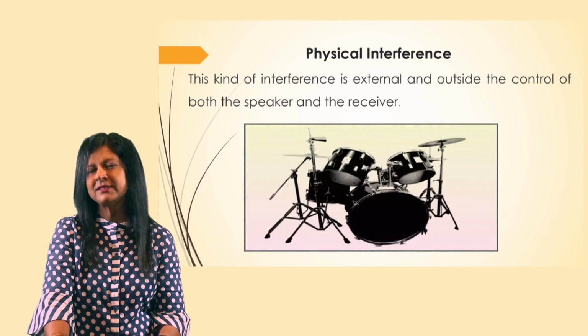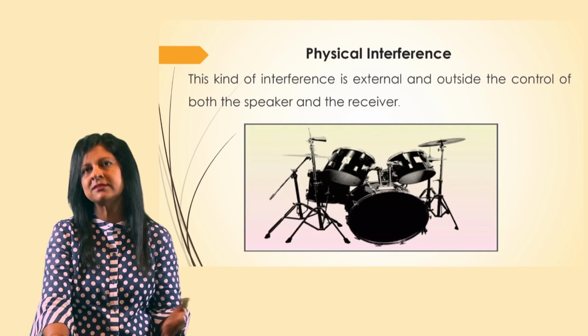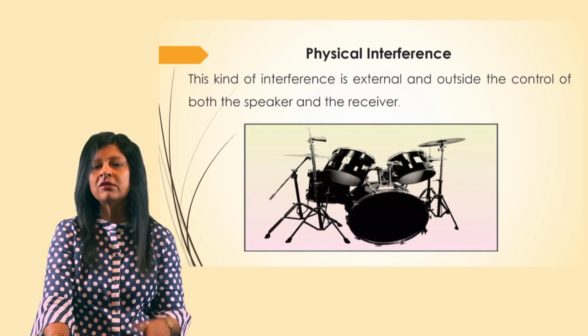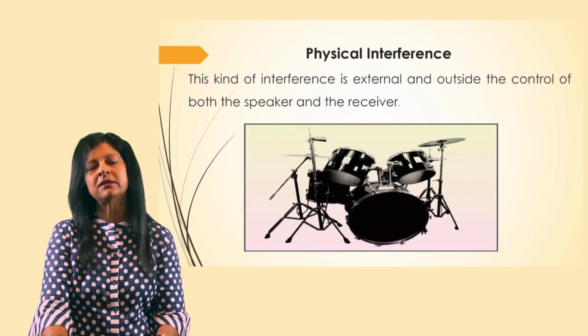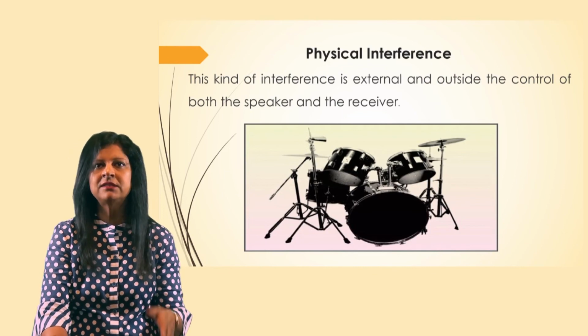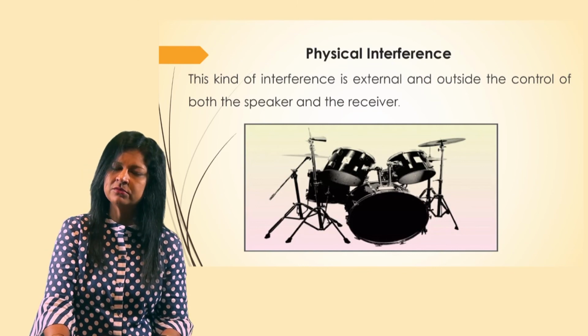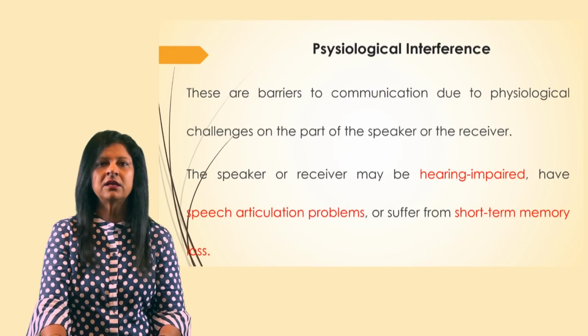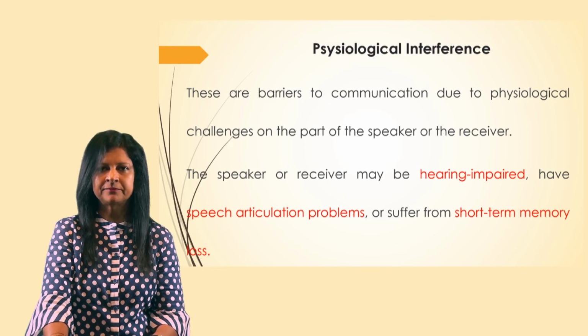So let's look at the physical interference. This kind of interference is external and outside the control of both the speaker and the receiver. So when we are listening to something with this physical interference, it is very certain that we will not be able to listen very carefully, since it will trouble our listening.